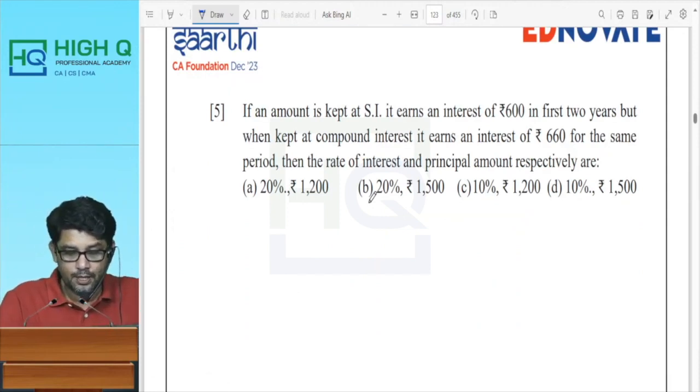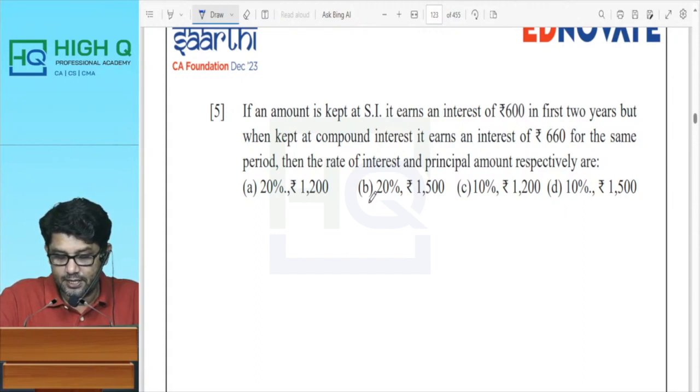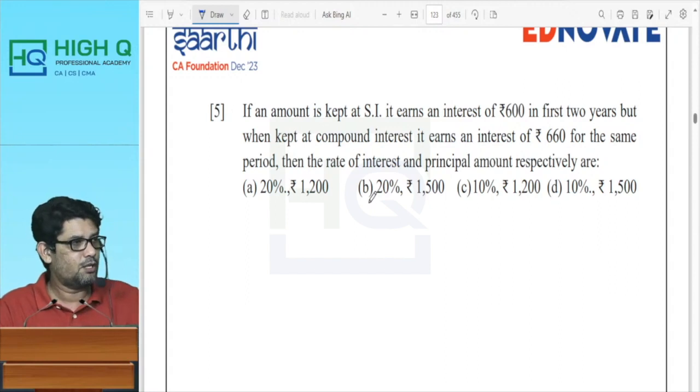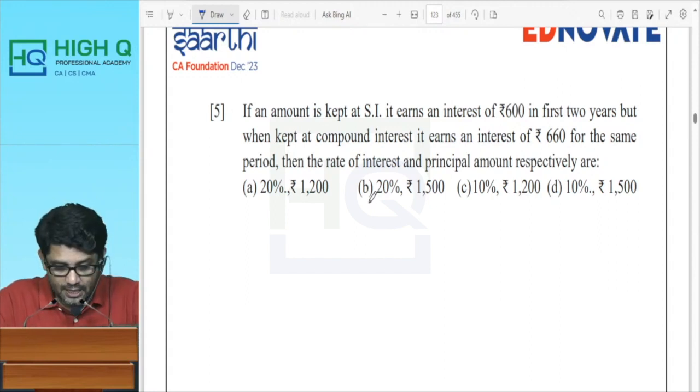Now, if an amount is kept at simple interest, it earns an interest of 600 rupees in the first 2 years. But when kept at compound interest, it earns an interest of 660 rupees for the same period, meaning the same 2 years. Then the rate of interest and the principal amount respectively are.